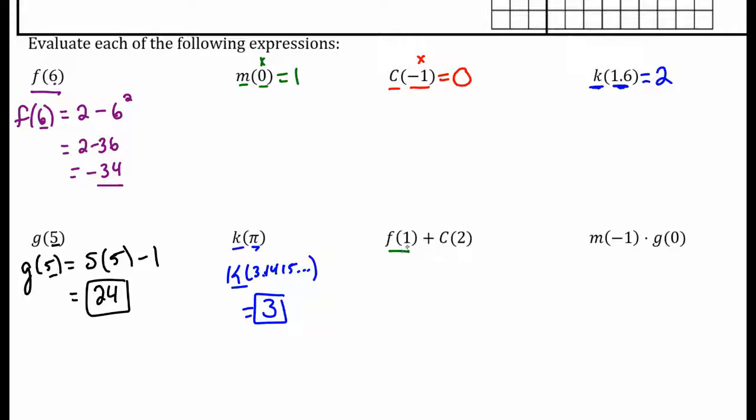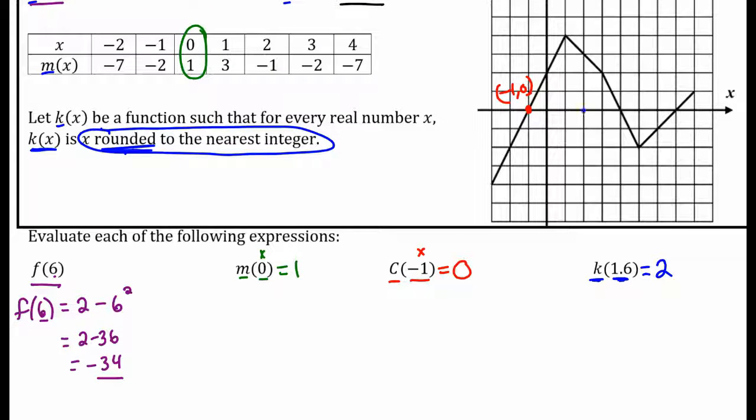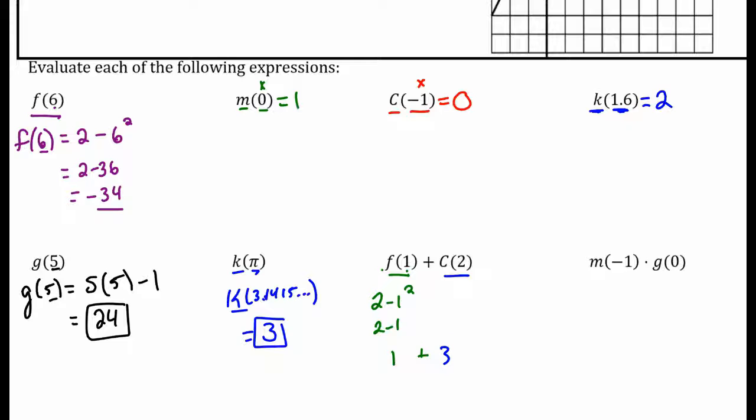F of 1, I'm plugging 1 into f. 2 minus 1 squared. 2 minus 1 is the number 1. And I'm adding that to C of 2. C of 2. Well, there's 2. What's my y value? 2 comma 3. 3 is my output.